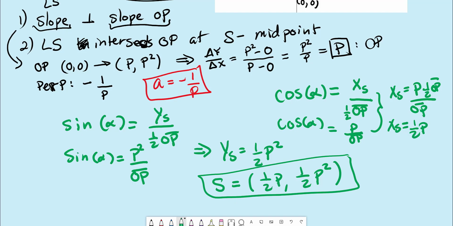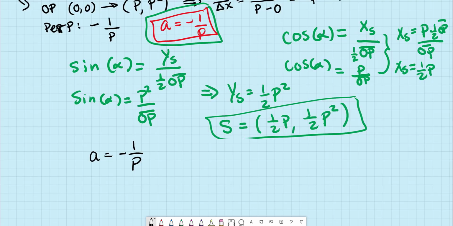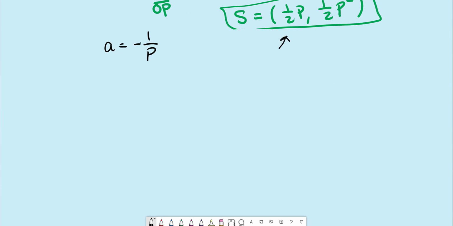So we have the coordinates of S, and we have the slope. Now how do we find our line? Our A is just negative 1 over P. We found that earlier, right here. And we have a point on the line, this point S. So let's write this out as the formula for a line. And we have to figure out what our B is. How do we do that? Let's substitute from this point into this formula. So what do we get?